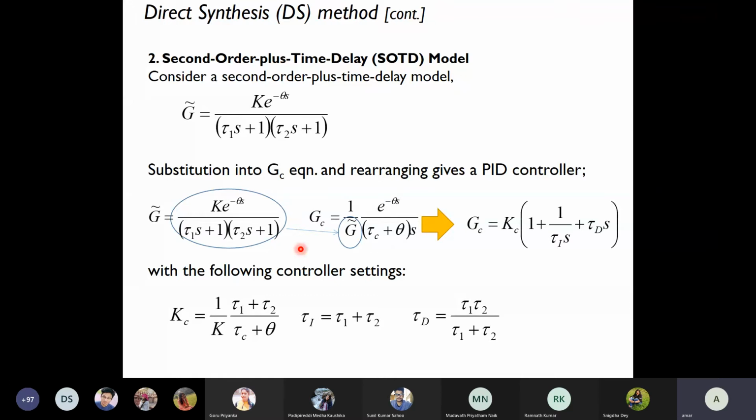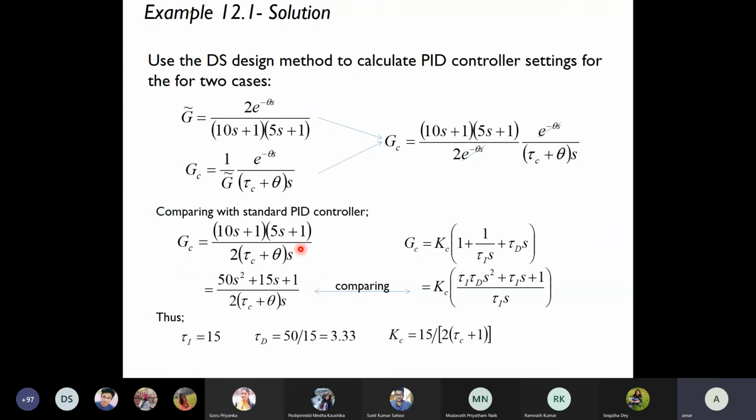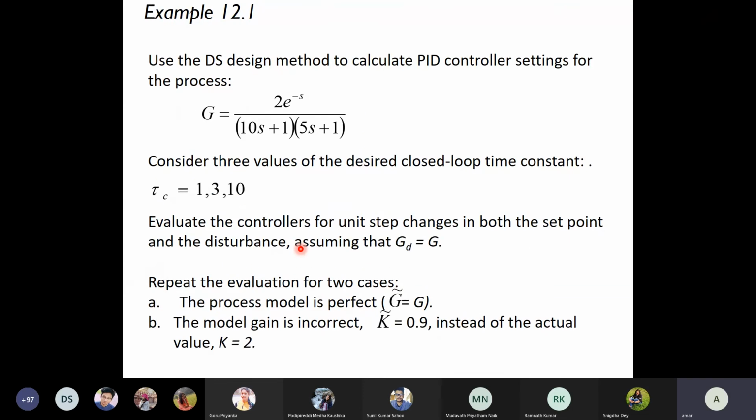So let me take one example over here. Let's say I want to design the controller for G equal to 2 e to the power minus s by 10s plus 1, 5s plus 1. Now, I consider three values of tau c equal to 1, 3, and 10. Now, evaluate the controllers for unit step changes in both the set point and the disturbances, assuming that G tilde is equal to G.